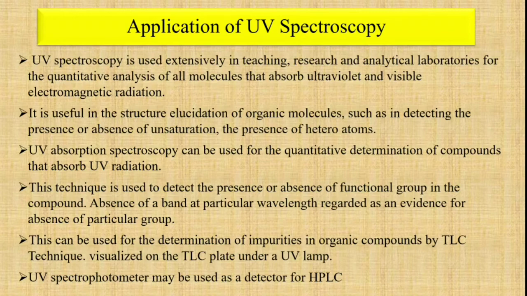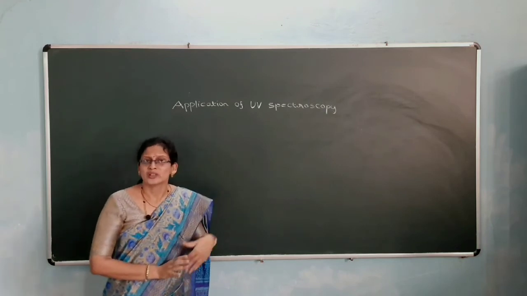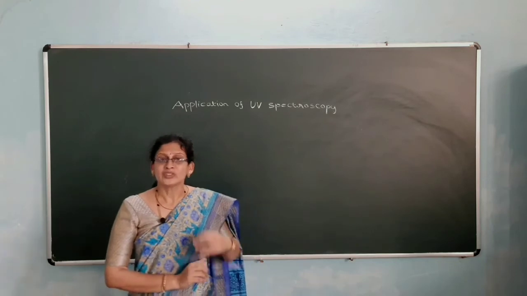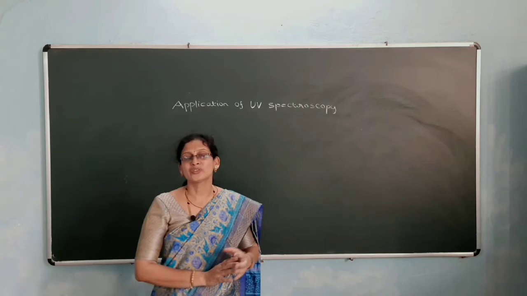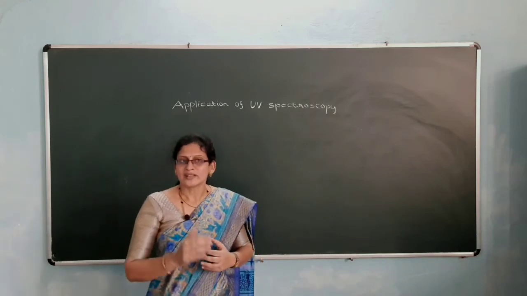It is also used to check the purity of the sample. UV spectroscopy is used for structural elucidation of vitamin A and K. It is also used in quantitative analysis. This is very important. UV spectroscopy is used to measure the concentration of the sample.